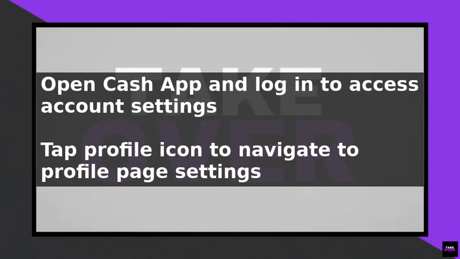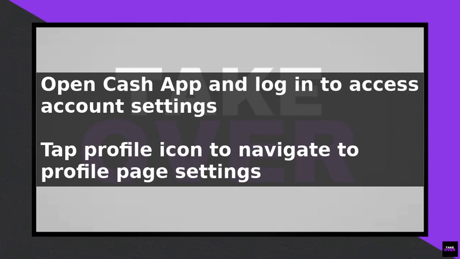To make your Cash App private, follow these steps. First, open the Cash App on your mobile device and log into your account. Tap the profile icon located at the top right corner of the screen. This will take you to the profile page where you can access your account settings.